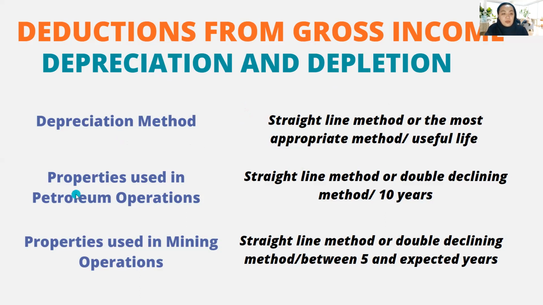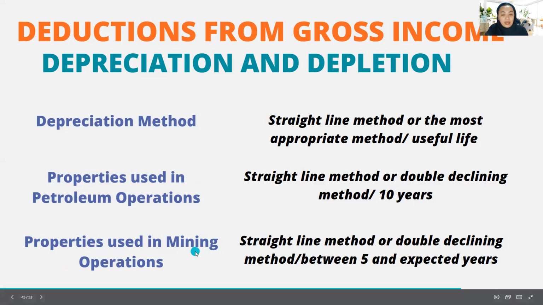Okay. Properties naman used in petroleum operation. So itong mga nagmimina ng natural gas or oils, they can also use the straight line method or double declining method over a limit of 10 years for the properties that they use in drilling or in mining. Okay, so in mining naman, dito lang nagkakatalo class, no? Kasi mas between 5 and expected years. So anyway, that's very accounting.